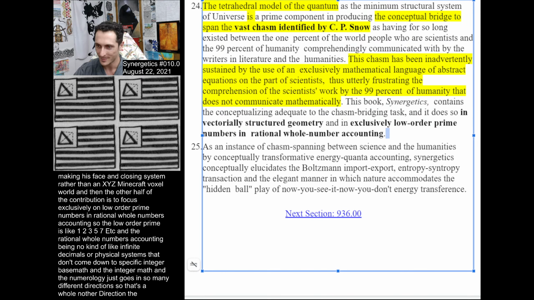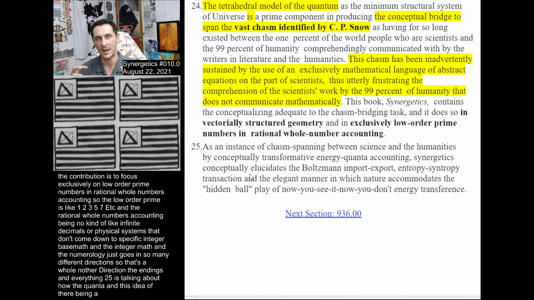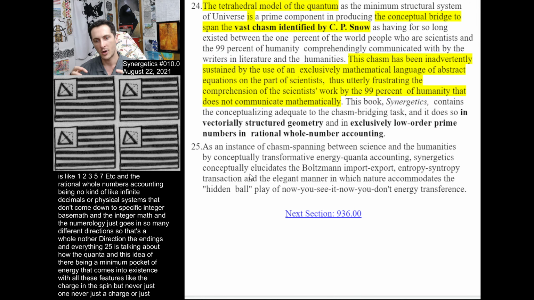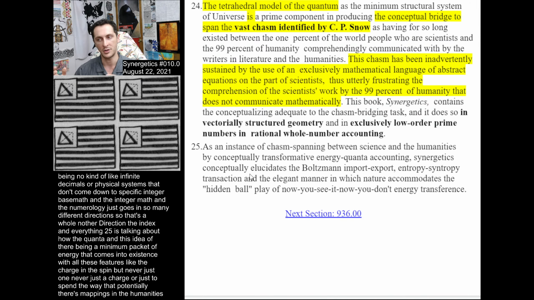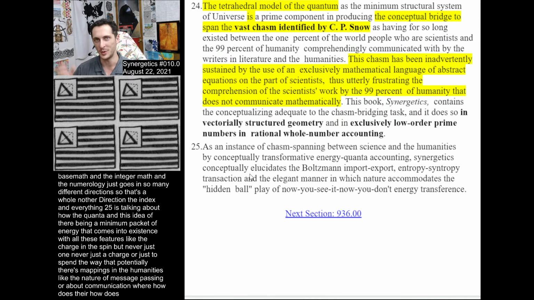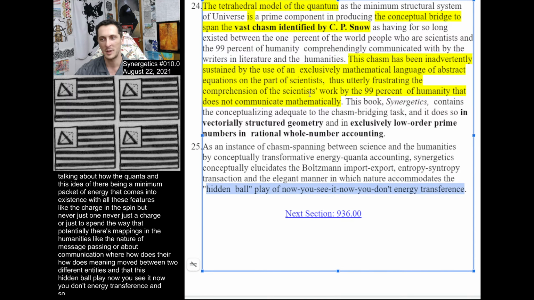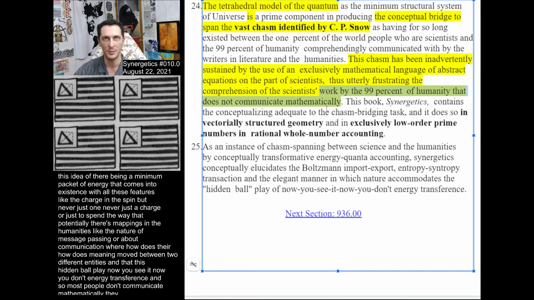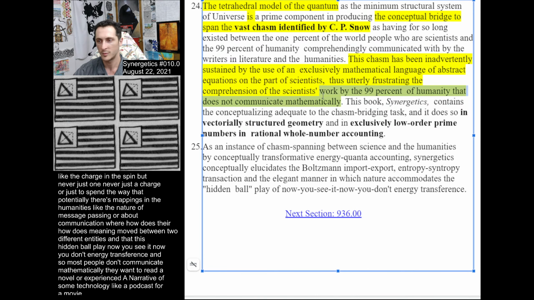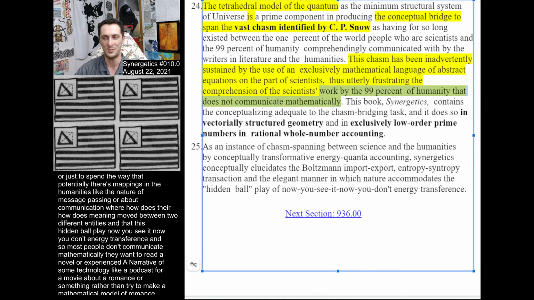The indigs and everything. 25 is talking about how the quanta and this idea of there being a minimum packet of energy that comes into existence with all these features like the charge and the spin, but never just one, never just the charge or just the spin. The way that potentially there are mappings in the humanities, like the nature of message passing or communication, where how does meaning move between two different entities? And that's this hidden ball play of now you see it, now you don't, energy transference. And so most people don't communicate mathematically. They want to read a novel or experience a narrative of some technology like a podcast or a movie about a romance or something rather than try to make a mathematical model of romance, which I know there are some people who are totally into.